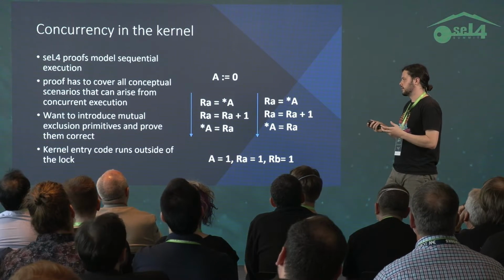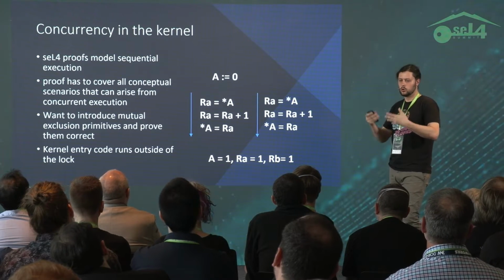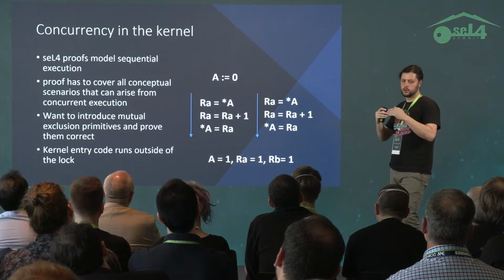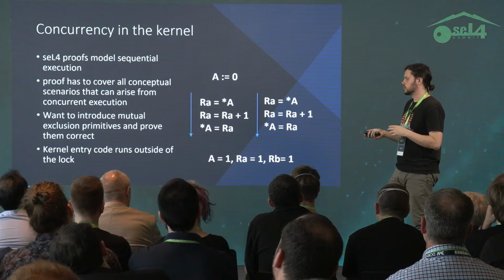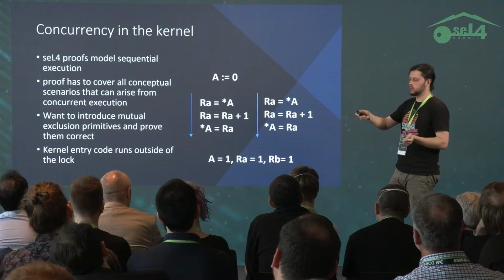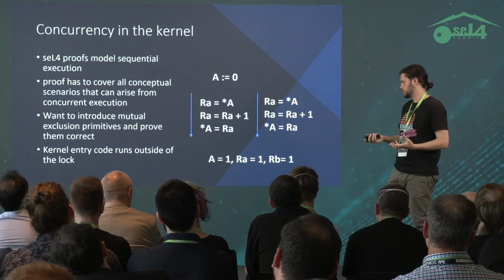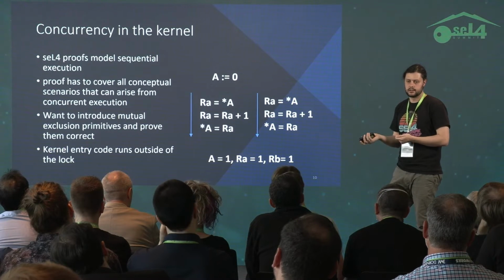So you can either try to prove that all of this code at every step is potentially going to be interfered with by other code running and doing updates to the system, or you can introduce mutual exclusion primitives to try to get back to sequential execution for large parts of the system so that you can reuse a lot of the existing proof infrastructure. However, there's still kernel entry code that has to run outside of the lock.